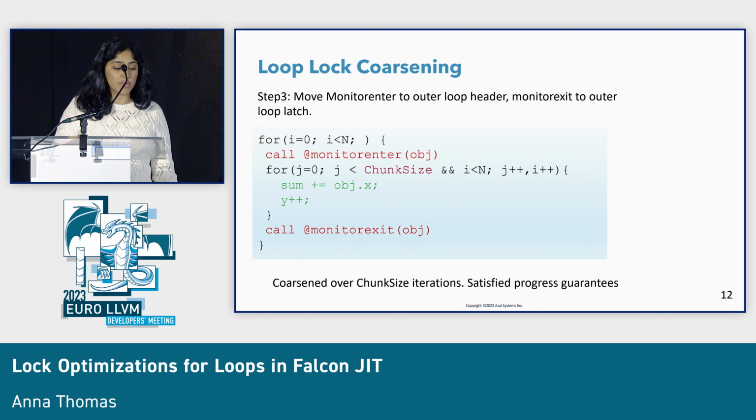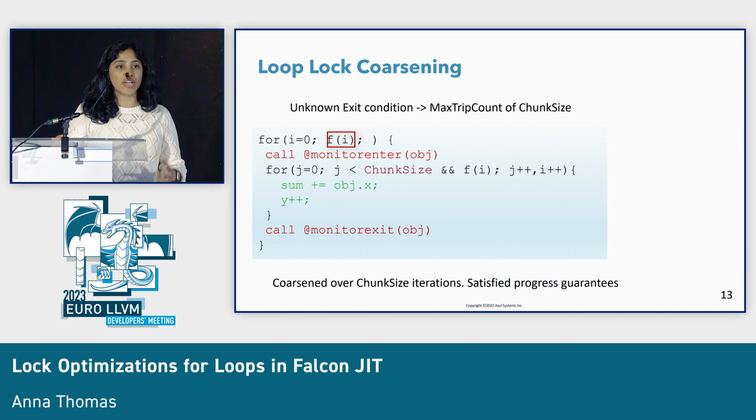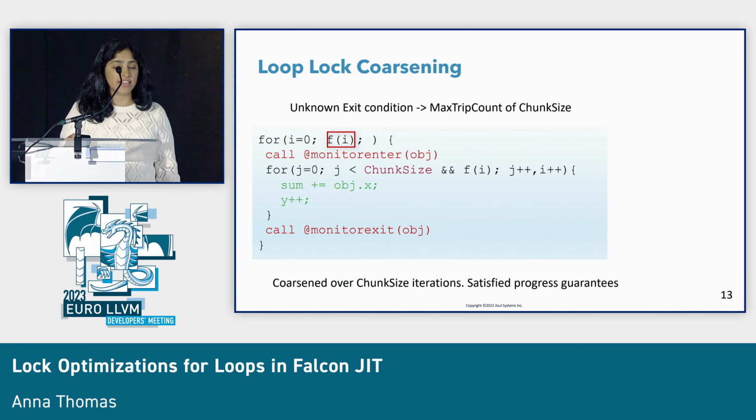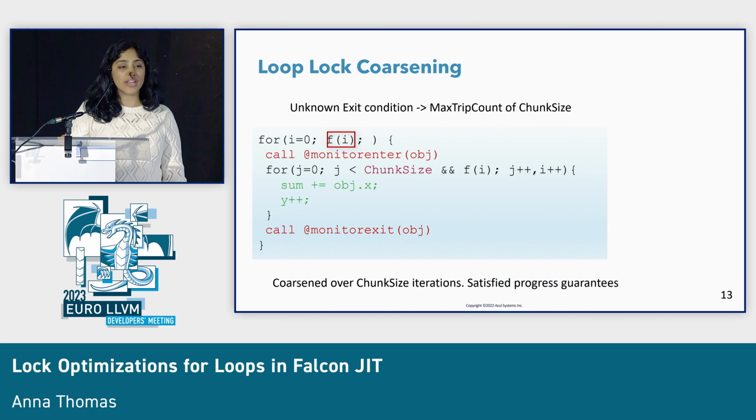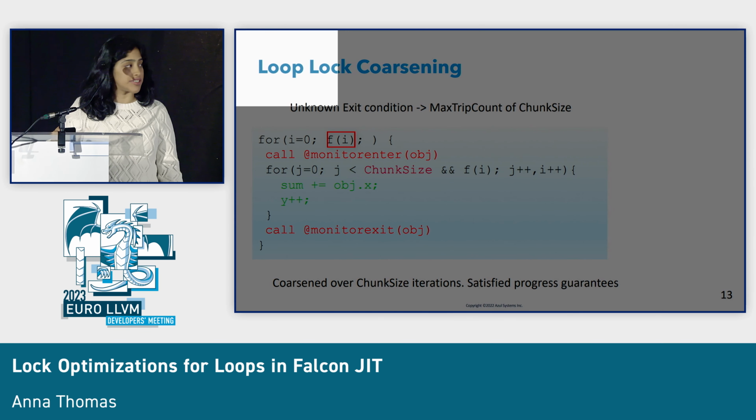Until now, we were talking about having a terminating condition, which is simple to analyze. You know what the trip count is, at most n. But you can have any sort of unknown exit condition. It can be any expression on i. And the other thing that this chunking gives us is we are converting an unknown exit condition into a loop where we know the max trip count. So we know that it's of chunk size iterations.